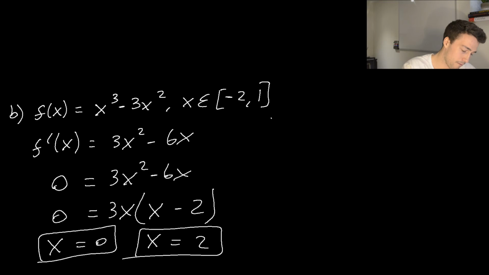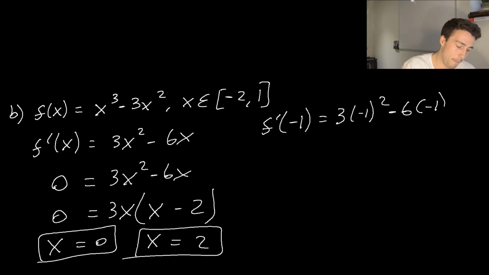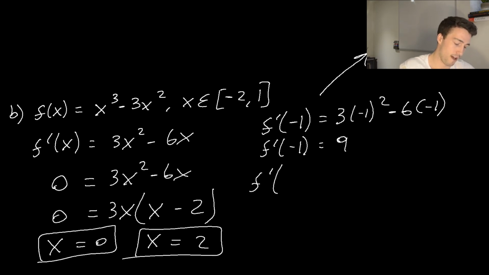So let's do f prime of negative 1. This is going to be 3 times negative 1 squared minus 6 times negative 1. And here we'll get a value of 9. And so that's a positive slope, so it's going upwards like this. Now I'm going to do a value of our derivative function just after 0, so at 1. This is going to be 3 minus 6. So now we're going to have a negative slope.